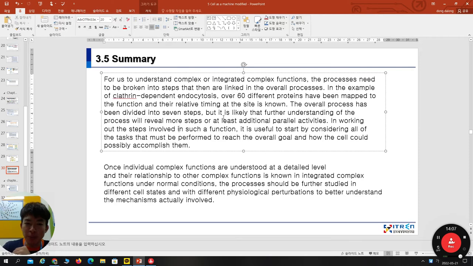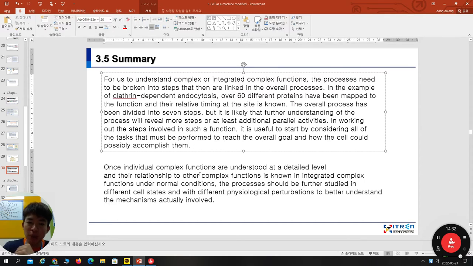The overall process has been divided into 7 steps, but it's likely that further understanding of the process will reveal more steps or at least additional parallel activities. In working out the steps involving such a function, it is useful to start by considering all of the tasks that must be performed to reach the overall goal and how the cell could possibly accomplish them.